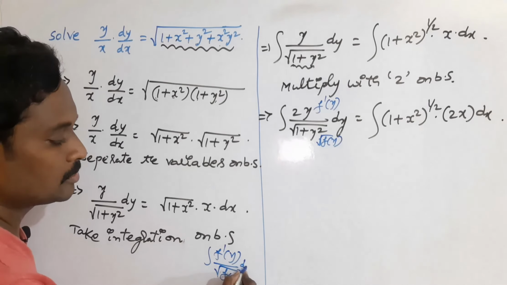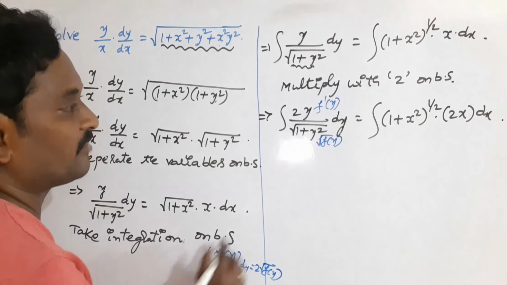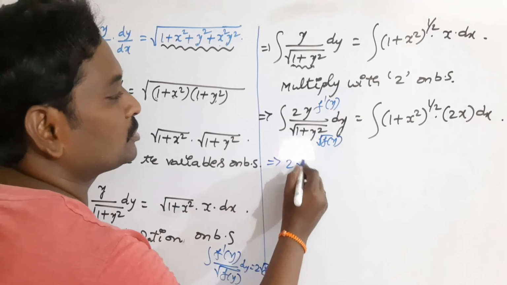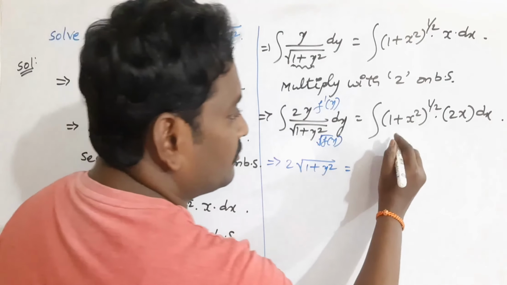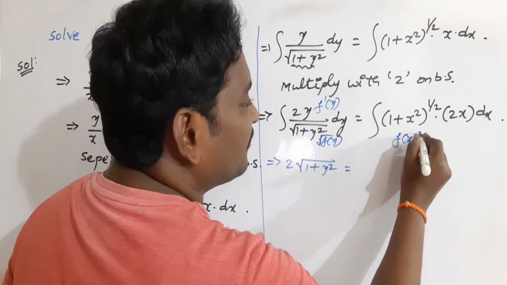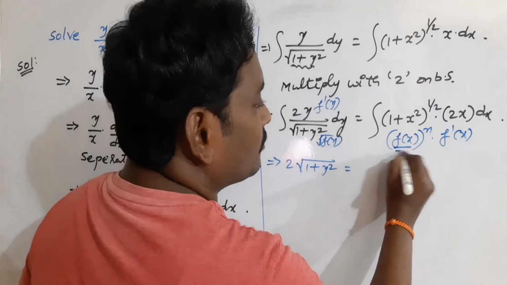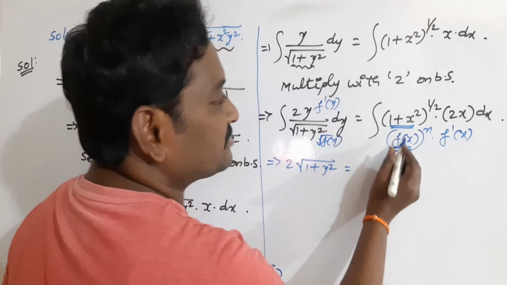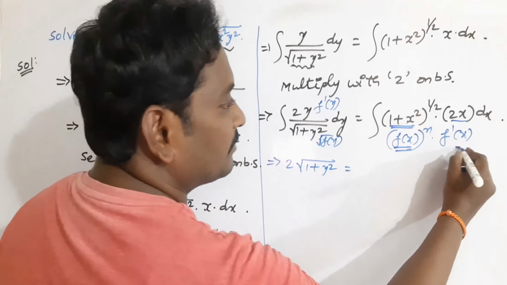It means that 2 root denominator, 2 root f of y. So you will get 2 root 1 plus y square. Here what is the formula? We are observing that it is in the form of f of x whole power n into f dash of x. So f of x is nothing but 1 plus x square. Derivative of 1 plus x square is 2x. That's why. Now what is the formula for this one?